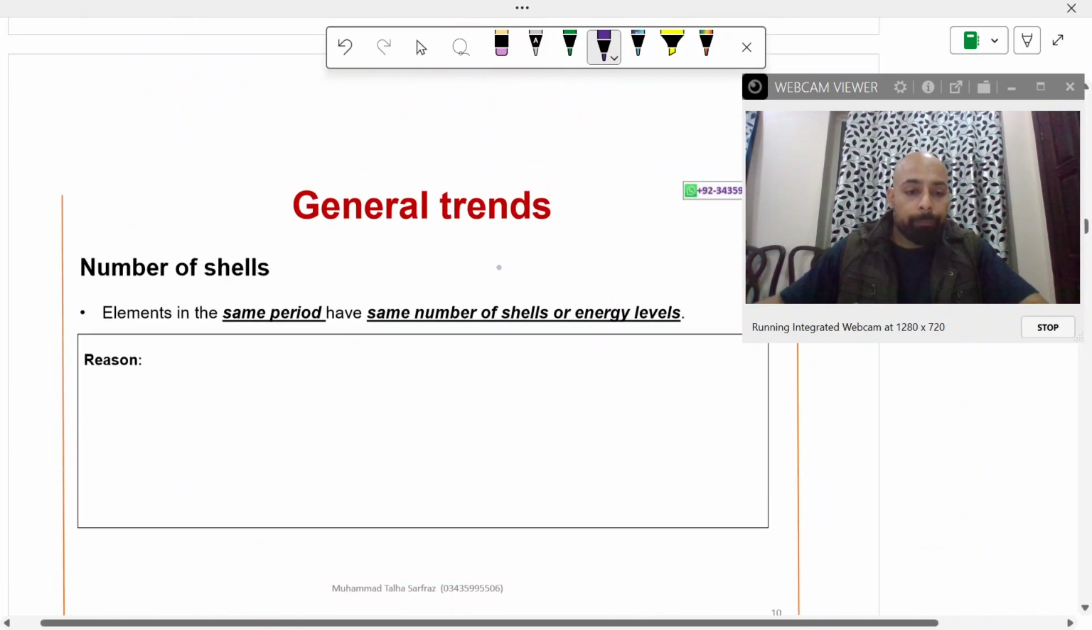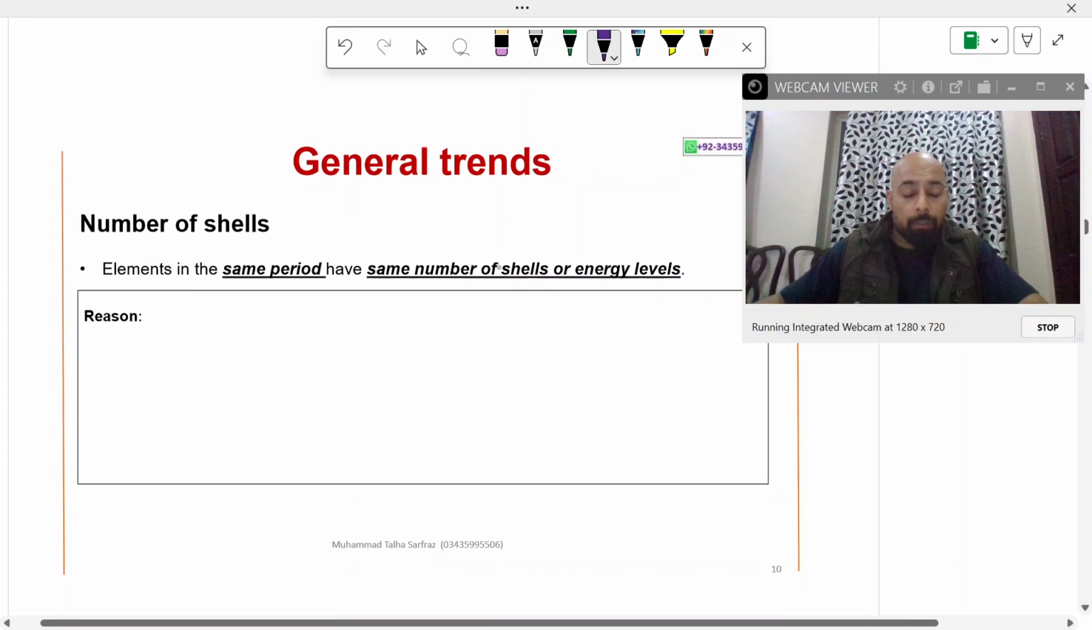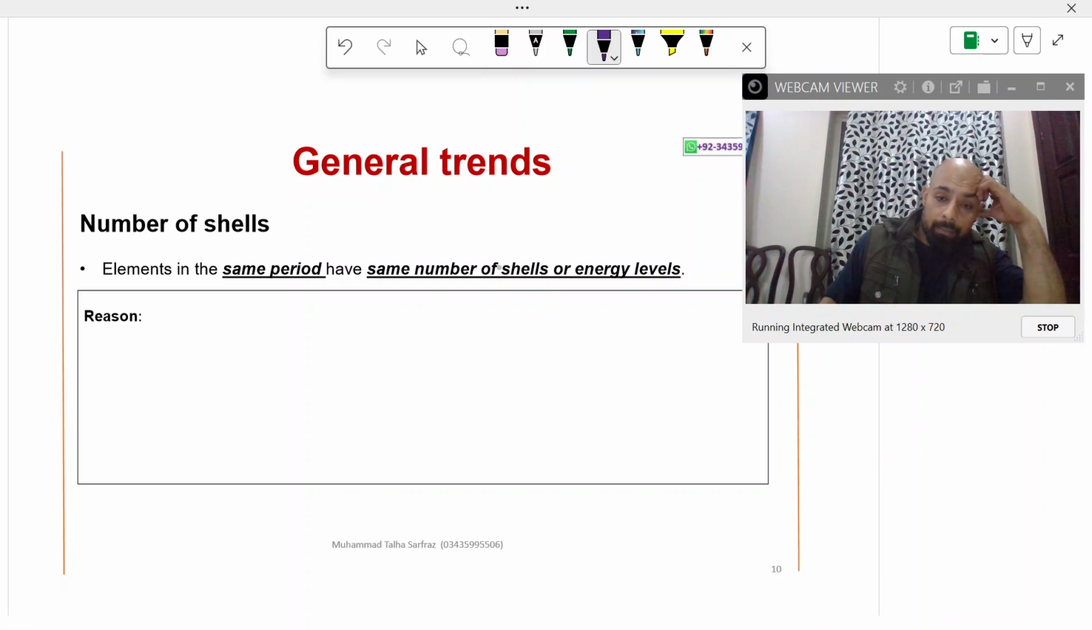नेक्स्ट व्हाट वी हैव इज द नंबर ऑफ शेल्स. ये तो मैंने आपसे अभी डिस्कस कर लिया. नंबर ऑफ शेल्स को क्या होता है कि एलिमेंट्स इन द सेम पीरियड हैव द सेम नंबर ऑफ शेल्स और एनर्जी लेवल्स. ठीक है, the number of shells are same. So what is changing over here? Only the number of electrons in the shells. ठीक है, number of electrons in the shell are changing.